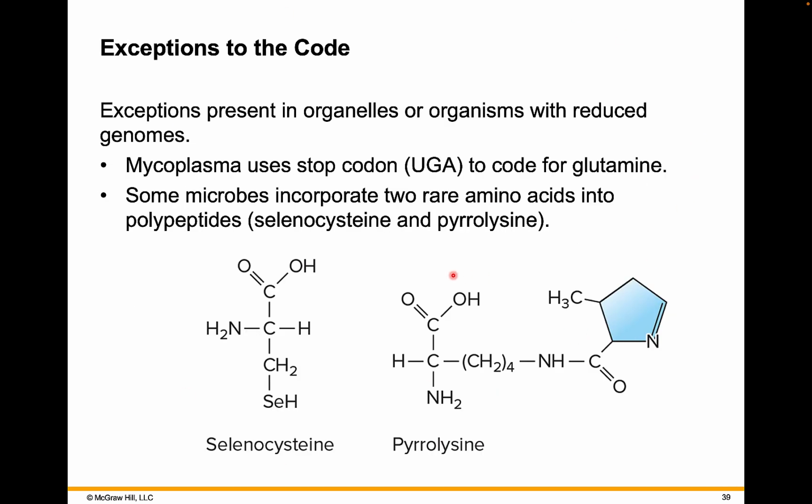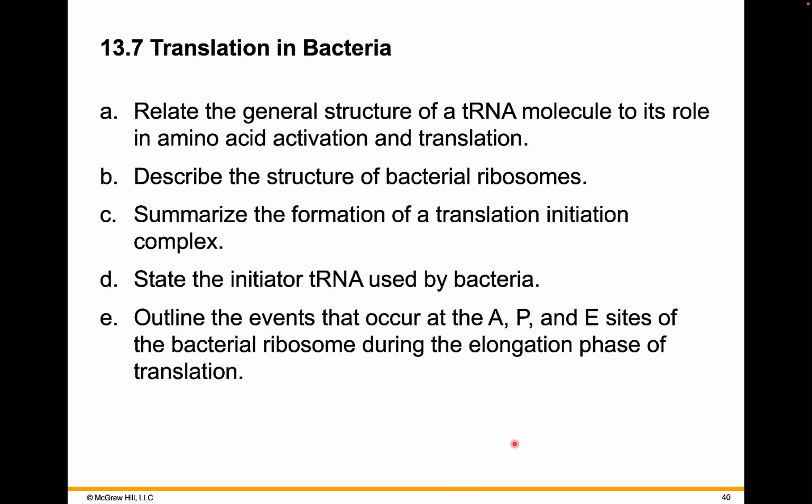There are some exceptions to these codes. So here you can see right here, there are some selenocysteine and pyrrolysine. Mycoplasma uses the stop codon to code for glutamine, and they incorporate two rare amino acids in the polypeptides by using these types of rare amino acids in the protein as well. So the next part is basically the translation in bacteria.